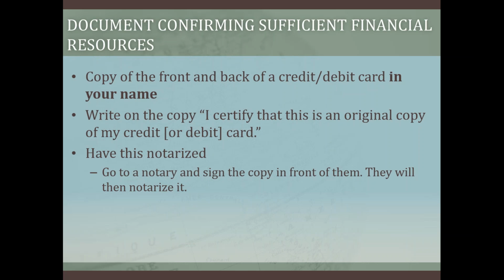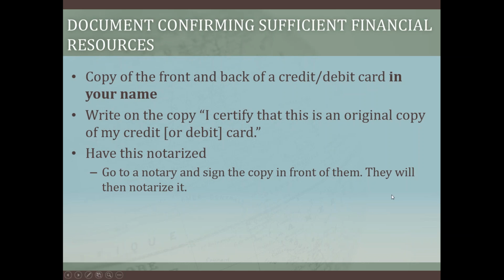The next document goes along with another document, but I'll explain this one first. It's one of the documents that confirms sufficient financial resources. So for this part of the requirement, you need to have a copy of the front and back of a credit or debit card, which is in your name. And you have to have this photocopy notarized. So in the US, notarizing a photocopy is a bit weird for notaries. They're not used to having to notarize photocopies.